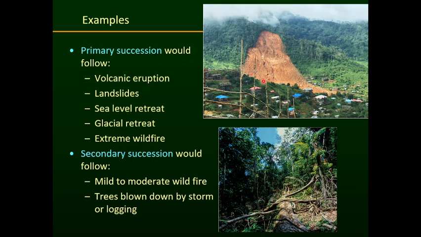This up here is a picture of a landslide in Sierra Leone, which is a country in West Africa. Nothing left there. You've got to start rebuilding forests from scratch. So those are examples of primary and secondary succession. And that, my friends, wraps up our introduction to community ecology.